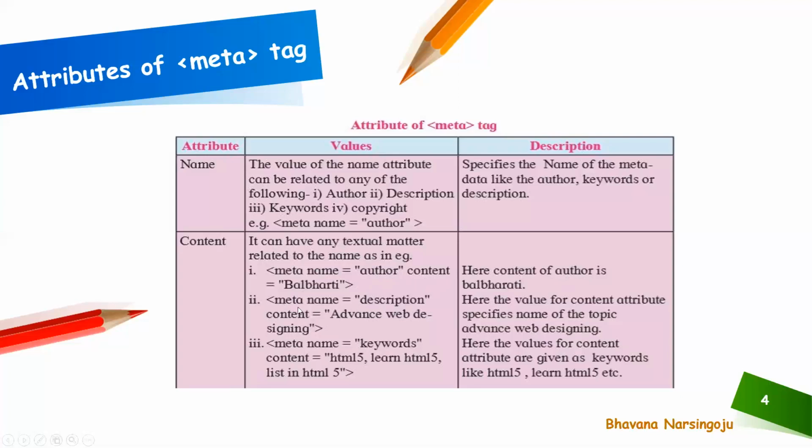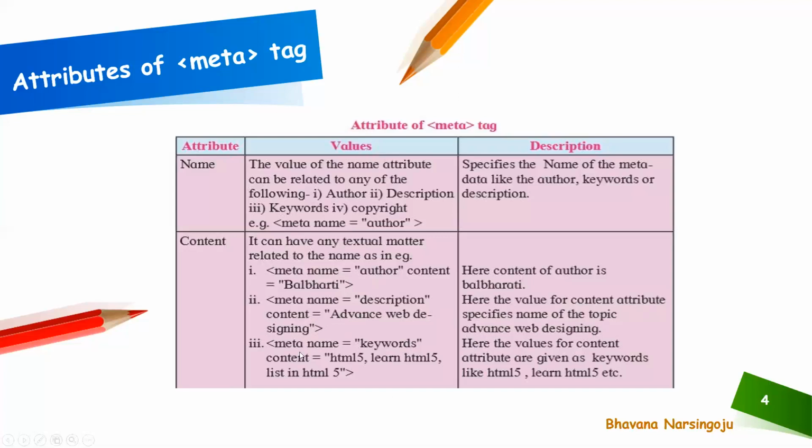Now here, meta name is description. Then here you specify the description of the particular content. So what will it contain? It will have content as advanced web designing. The author of Balbharti, where the description is given for advanced web designing. So here the value for the content attribute will be specified, and it specifies the name of the topic, in this case advanced web designing.